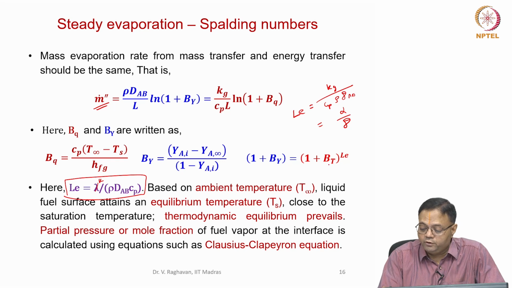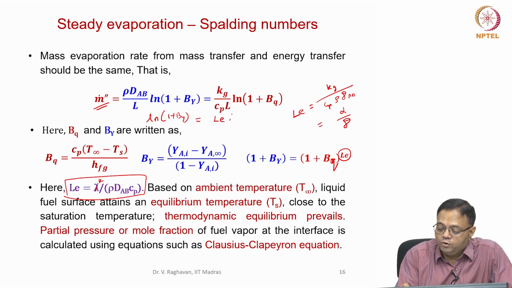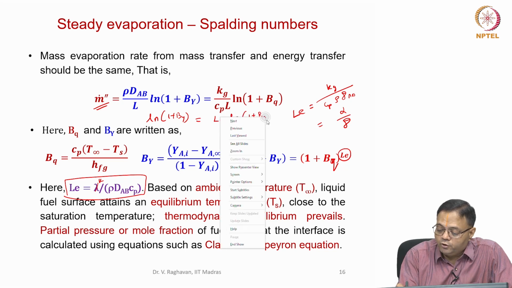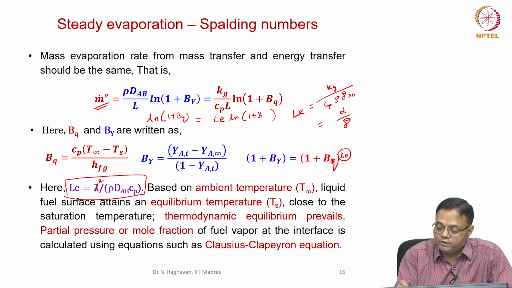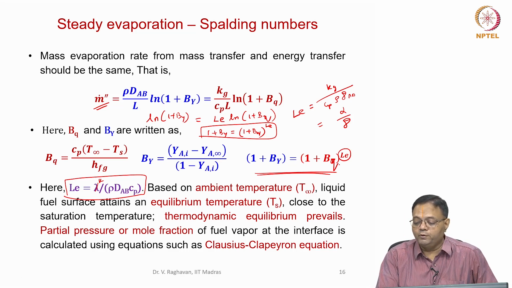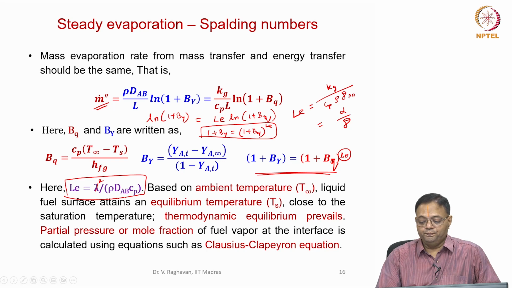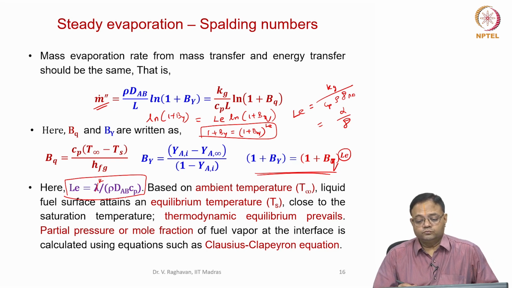So, 1 plus B, this is actually BQ, 1 plus BQ power Lewis number, I take in the natural logarithm. So, what I get here is natural logarithm of 1 plus BY will be equal to Lewis number into natural logarithm of 1 plus BQ. So, now I take this to the exponent, so 1 plus BY will be equal to 1 plus BQ to the power of Lewis number. By equating these two, I get only this expression. 1 plus BY will be equal to 1 plus BQ power Le, that is the Lewis number. The Lewis number is defined as k by rho D_AB Cp. Now, this is the coupling.